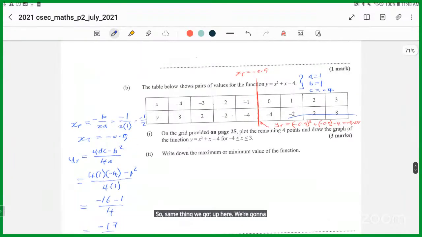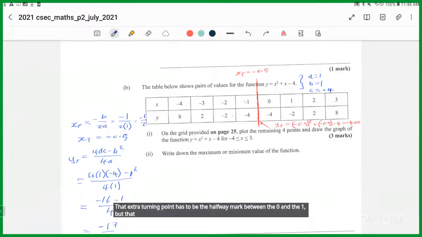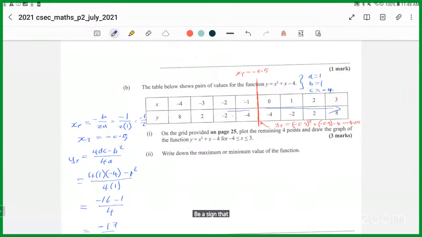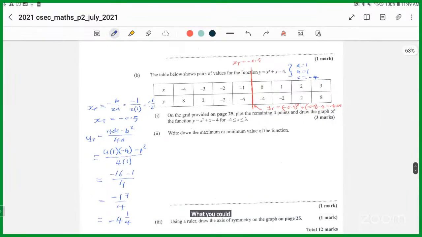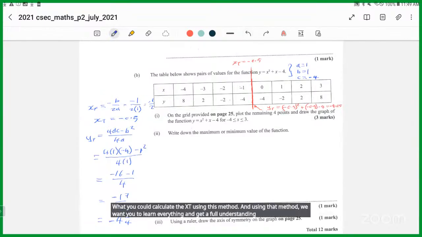Doing a quick short way and recognizing, observing that the x value of the turning point has to be the halfway mark between the 0 and the 1. This becomes the line of symmetry based on the values down here. That red line becomes the line of symmetry. And we know that the xt and the yt, the x value on the line of symmetry is the x value at the turning point, and the y value on the line of symmetry is the y value at the turning point. And that's how we did over here, recognizing that that red line represents where the line of symmetry or the axis of symmetry would be. But you could calculate the xt using this method and using that method. But I want you to learn everything and get a full understanding of these things.